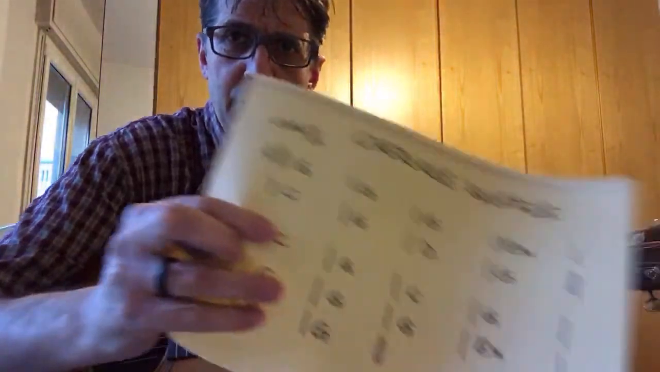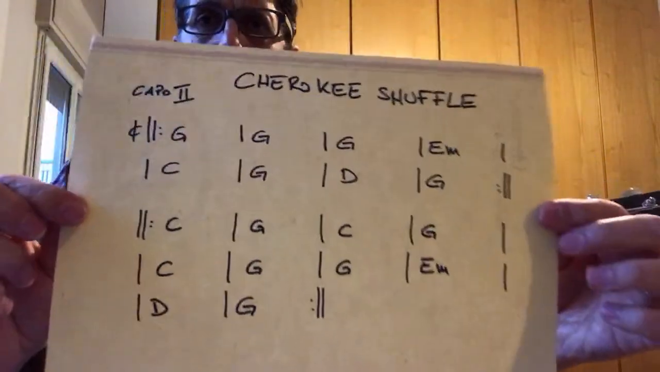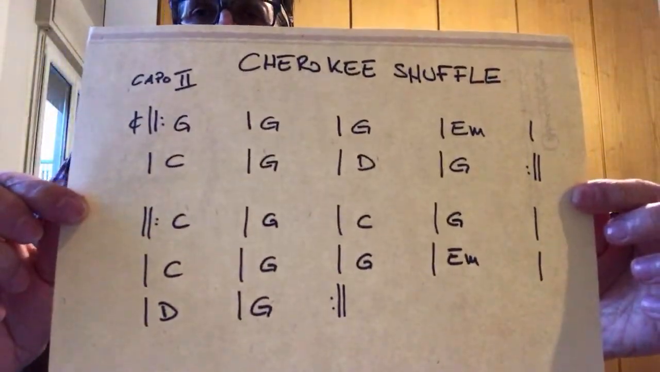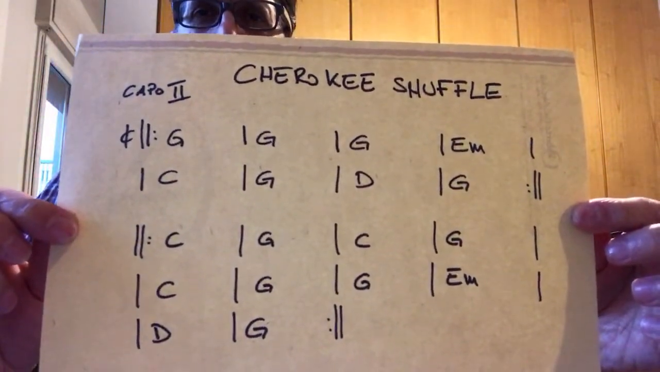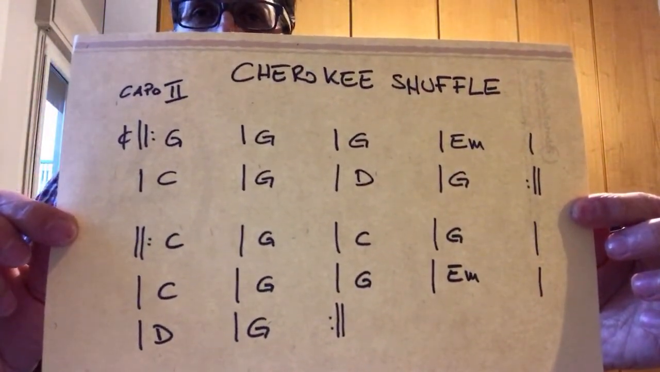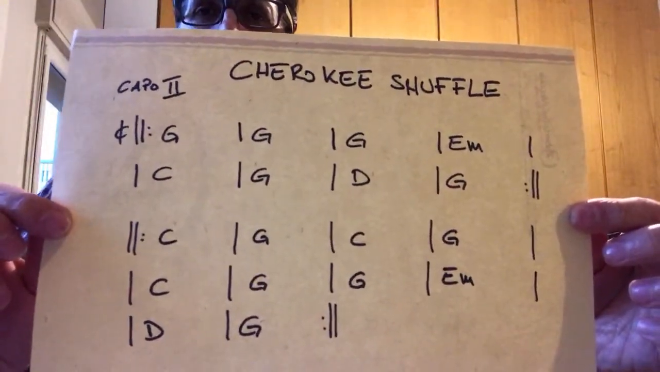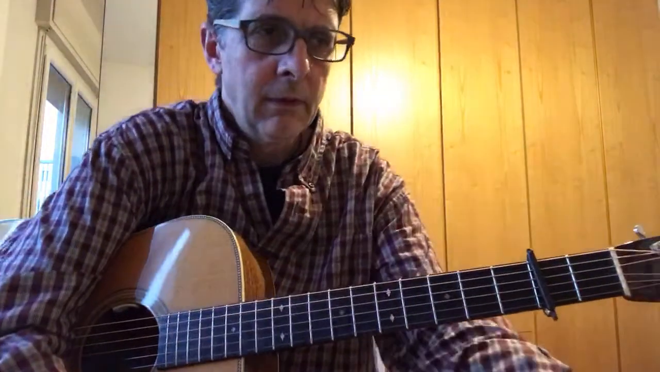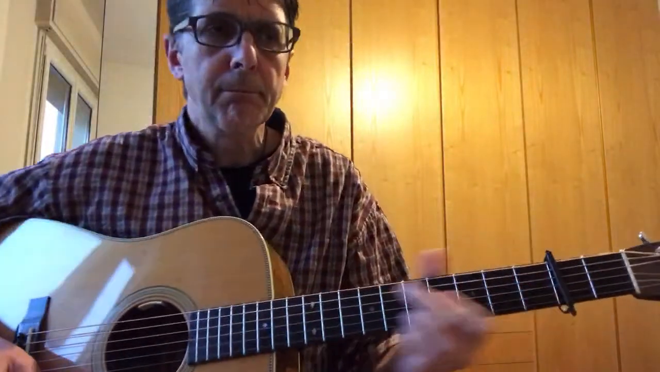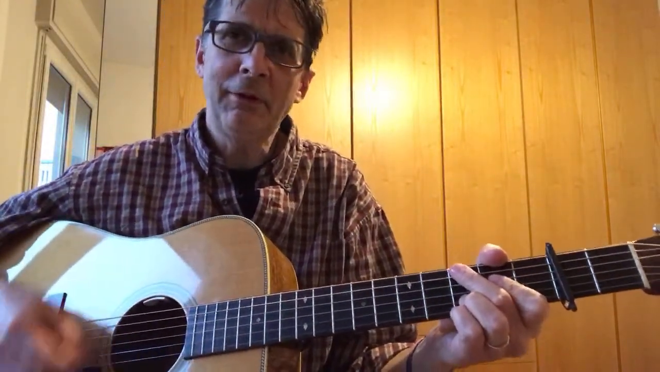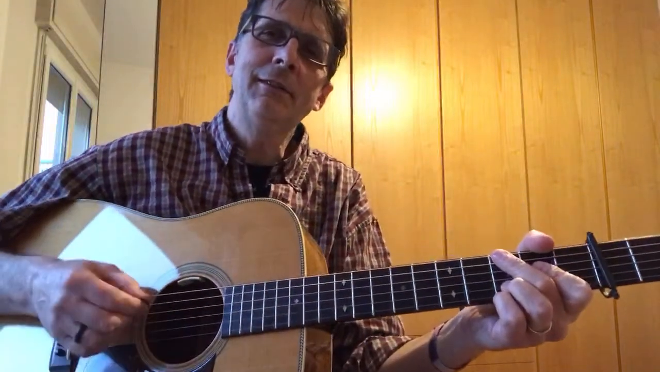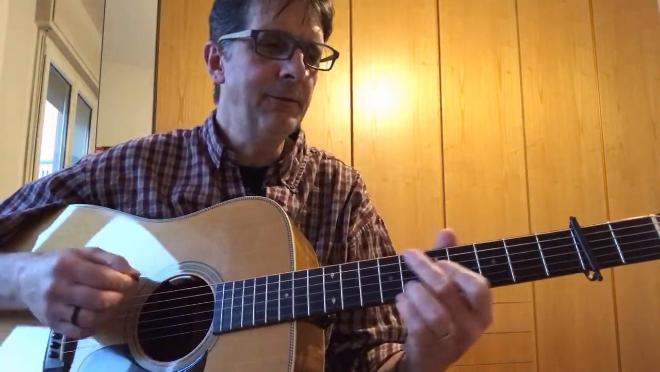So let me show you the chord chart one more time. So you see, the B part is a couple of bars longer, and that makes this fiddle tune unique, just thanks to that. And so, okay, from the very top, one more time, all together. 1, 2, 1, 2, 3, 4.